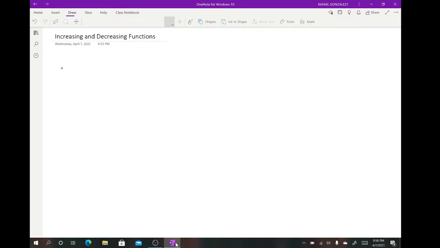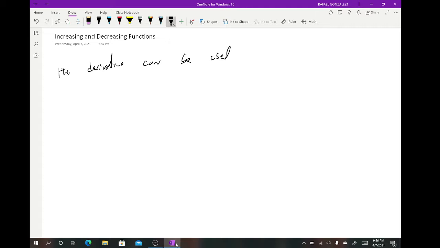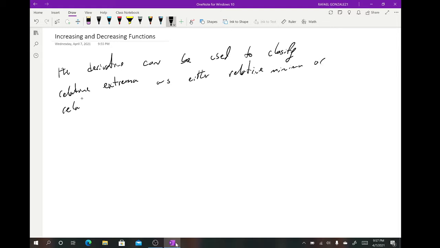In this particular section we will see how the derivative can be used to classify relative extrema, which we saw a while back, as either relative minima or relative maximum.